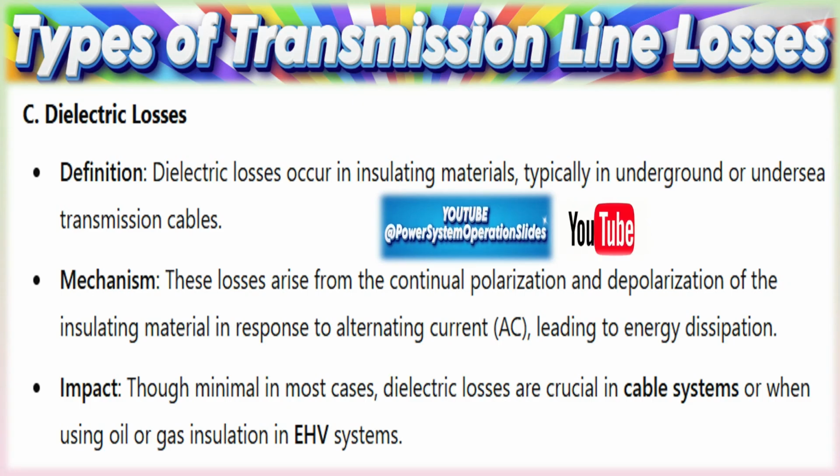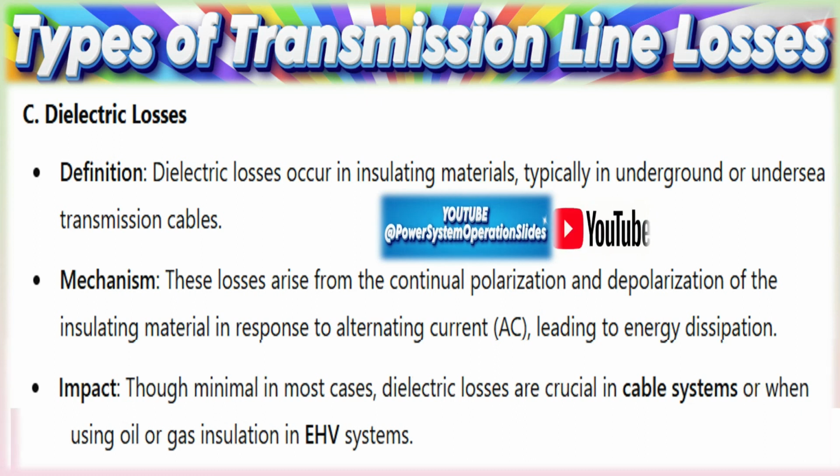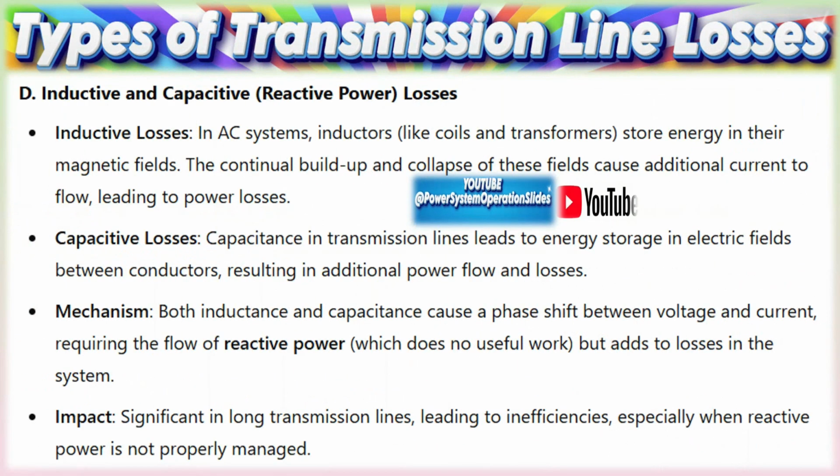Harmonic losses are caused by the presence of harmonics, which are higher frequency components introduced by nonlinear loads such as rectifiers, inverters, and power electronics. Harmonics cause additional heating in conductors and transformers, leading to greater energy dissipation and reduced system efficiency. These losses also contribute to power quality issues and stress on electrical equipment.